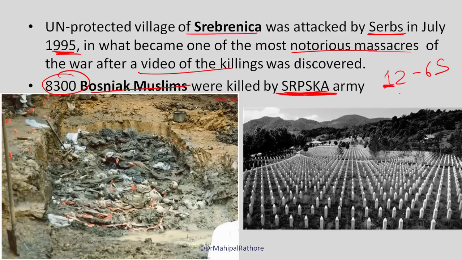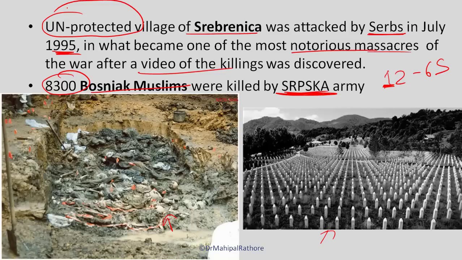They were of fighting age. So they took out all the boys and the men. All the women and the old men and the young children were left behind, and 8,300 Bosniak Muslims were killed here. This was a mass grave that was found, and this is the cemetery where all the people are buried. The important fact here is that this village was UN protected.